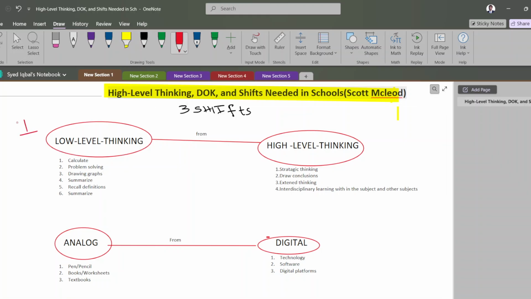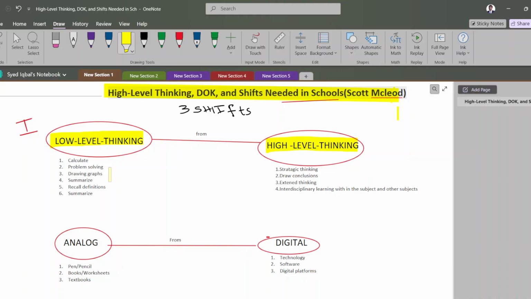Shift number one says the teacher needs to move students from low level thinking to high level thinking. What is low level thinking? Calculating, solving problems, drawing graphs, summarizing, recalling definitions, basic facts and figures, learning concepts and skills.